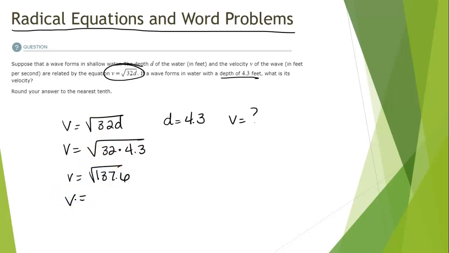Now I just use my calculator to get the square root of that answer. And it says round to the nearest tenth, so that gives me 11.73030264. The tenths place is to the right. We look to the right, the 3 tells me to leave that the same, so that should be 11.7. And this is velocity, and that's feet per second.